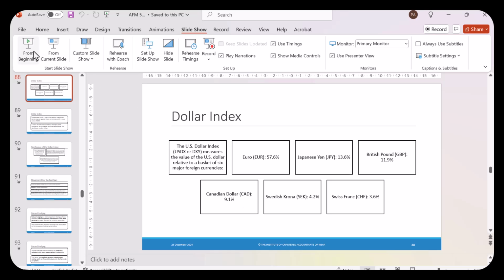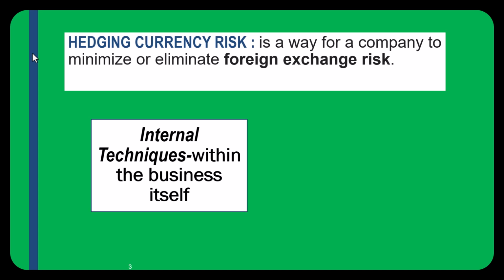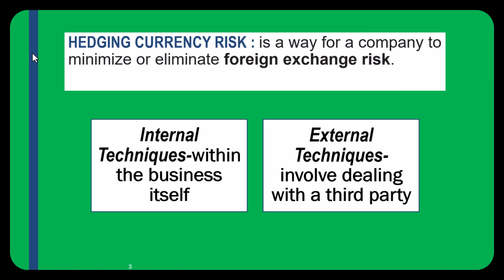It's visible. Okay. So again to recap for the students who join online, we are doing hedging currency risk, and I told you that there are two kinds of techniques, internal techniques within the business itself. So you hedge yourself without going to a bank or a stock exchange. Okay, do it yourself through your business initiatives. And then there are the external techniques.